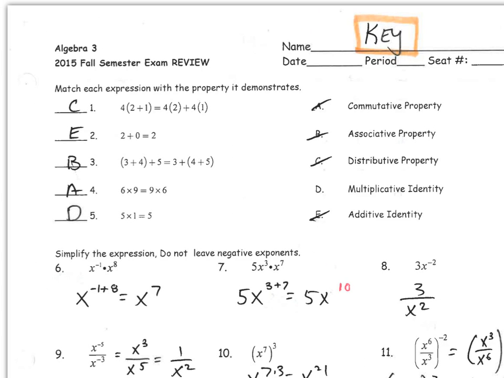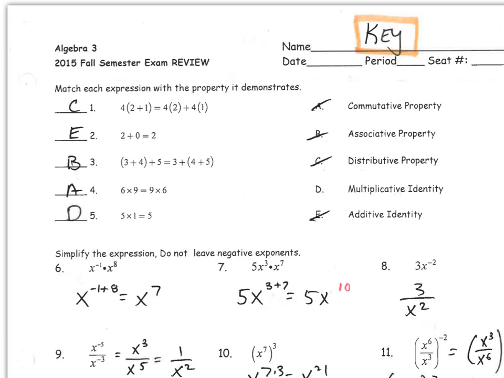Algebraic properties: commutative property, associative property, distributive property, multiplicative identity, and additive identity. Identities mean that when you're done, you end up with the same thing you start with. So multiplicative identity, you multiply anything by a 1, you get itself back. So 5 times 1 is 5. So this is an example of multiplicative identity.